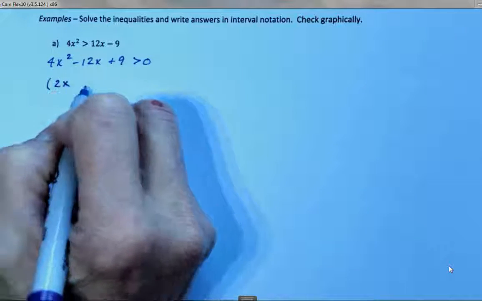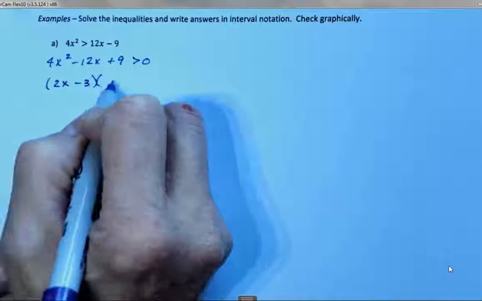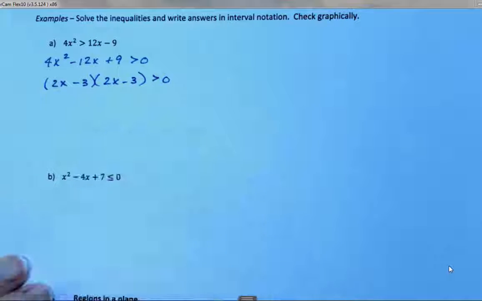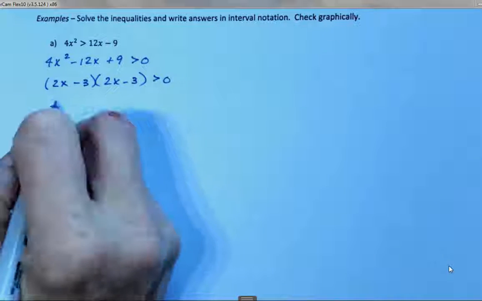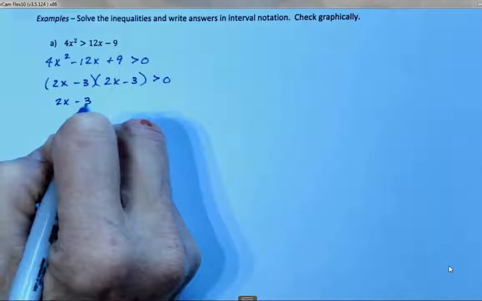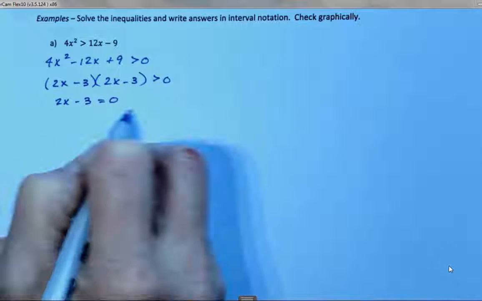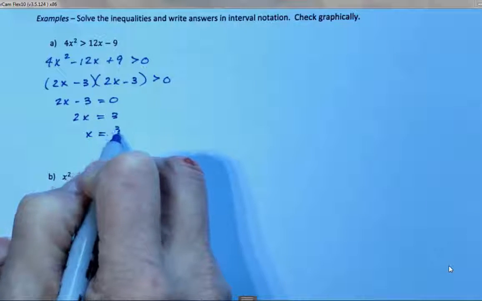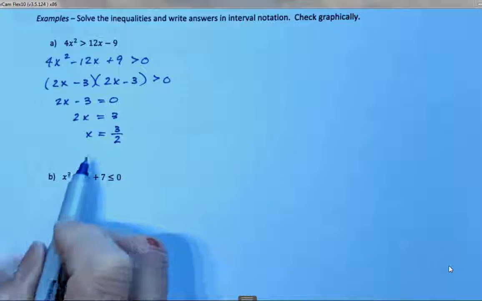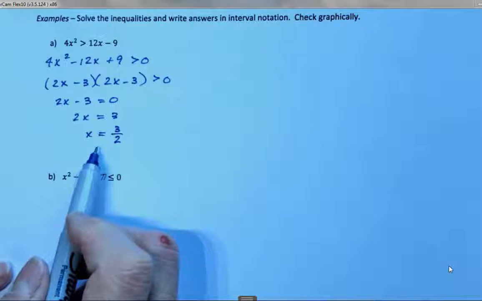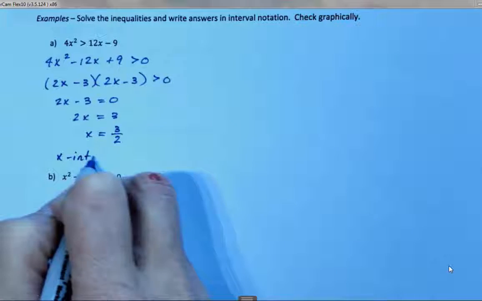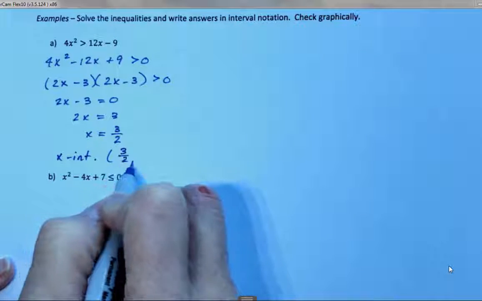It factors into 2x minus 3 times 2x minus 3, and that is greater than 0. So you can see that each of these factors are the same. We just need to solve one of the factors for x, add 3 to both sides, and divide by 2. So x is equal to 3/2. So that means it's going to touch the x-axis at (3/2, 0). So my x-intercept has coordinates (3/2, 0).